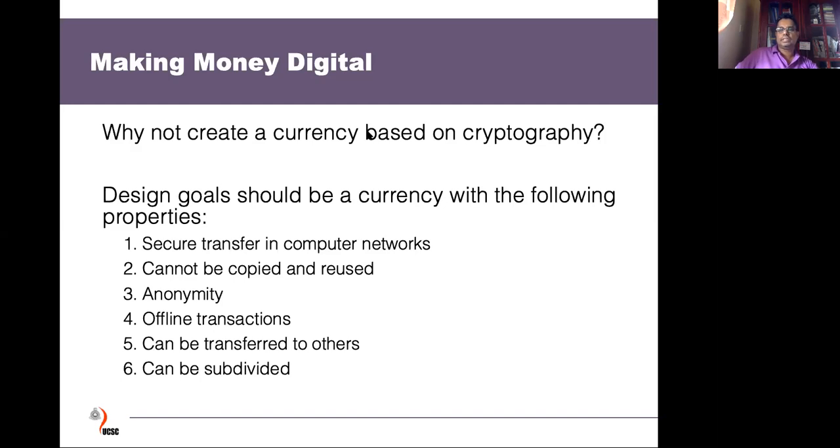In general, those digital currencies are called cryptocurrencies because we use cryptography to create them. Those cryptocurrencies should support anonymity, should stop double spending, should support offline plus online transactions, and should be able to transfer between people anywhere in the world. Also, since it is a currency, it needs to be subdivided. And as I said, we should be able to transfer it through the wire or the air.